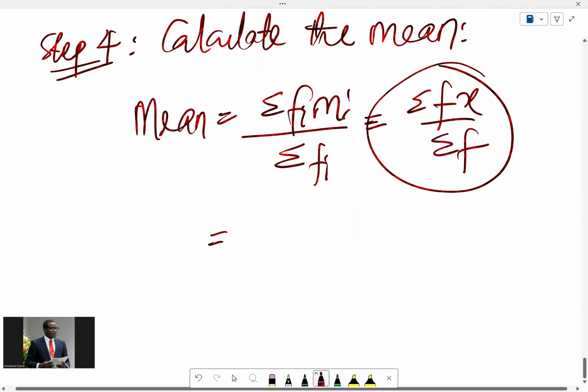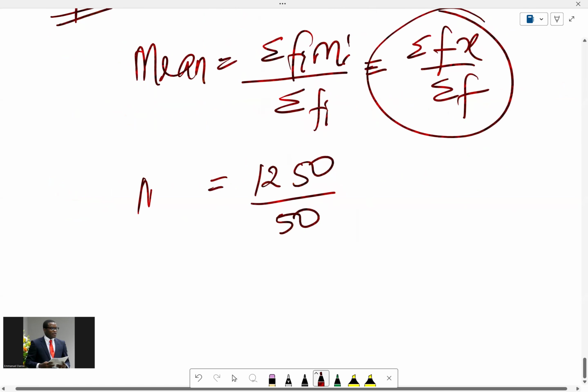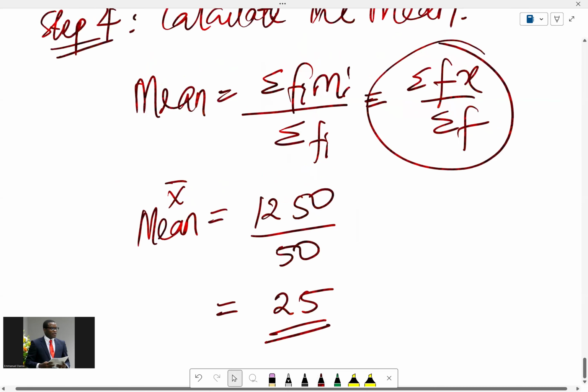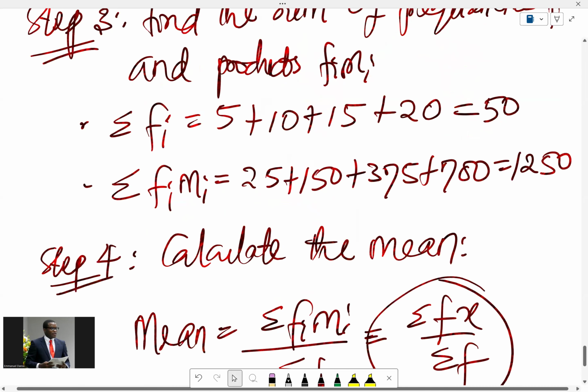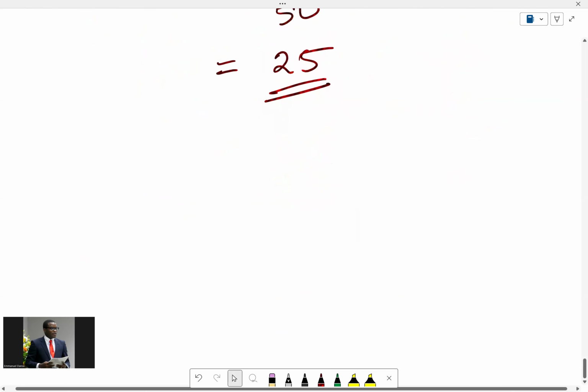So now that would be 1,250 divided by 50. And you see that your mean, sometimes written as X bar, is 25. So the mean is 25 in that case. So you can actually find the mean that way. Okay, so I've been talking a lot about how to do this in the exam situation instead of having to go this way. So you just need to draw a correct table and be fine.